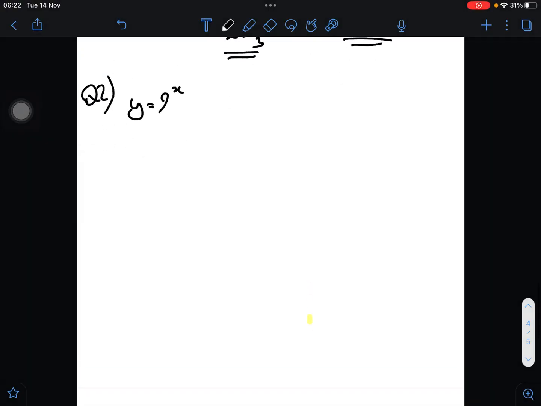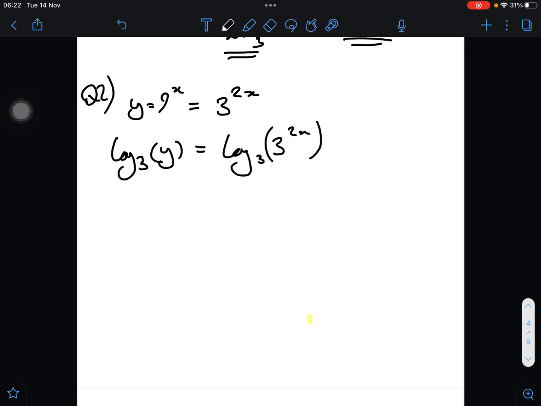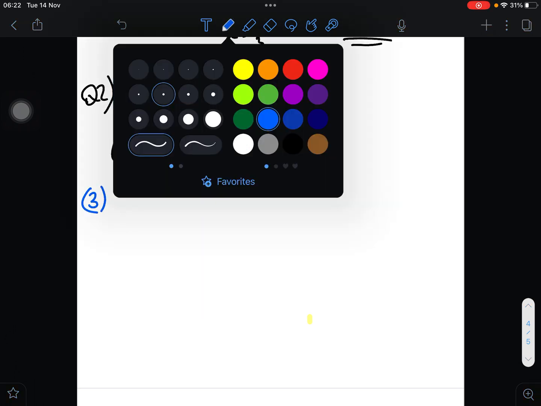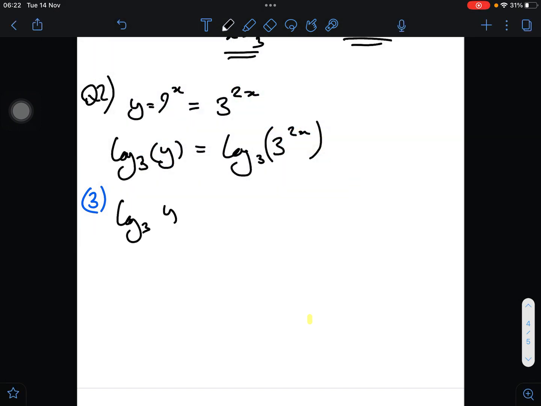It was log 3 of something. So in order to get log 3 of something, I'll assume that I need 3s in here. So let's do 3 to the power of 2x, which is the same as 9 to the power of x. And then if I take log 3 of both sides, I'd get log 3 of y equals log 3 of 3 to the 2x. Let's use my power rule, which is number 3. Therefore, we'd get log 3 of y equals 2x log 3 of 3. But we know that log 3 of 3 is 1, so therefore we get 2x. Part B.